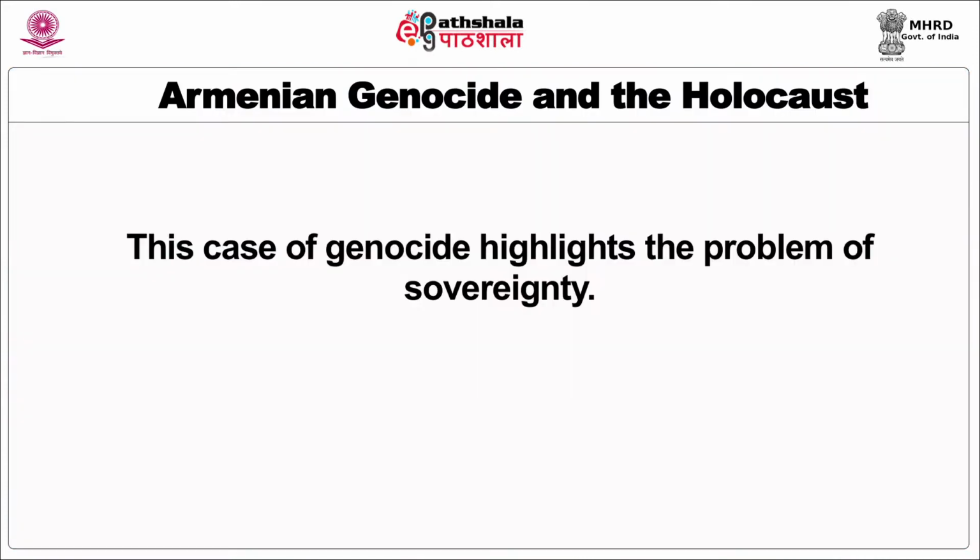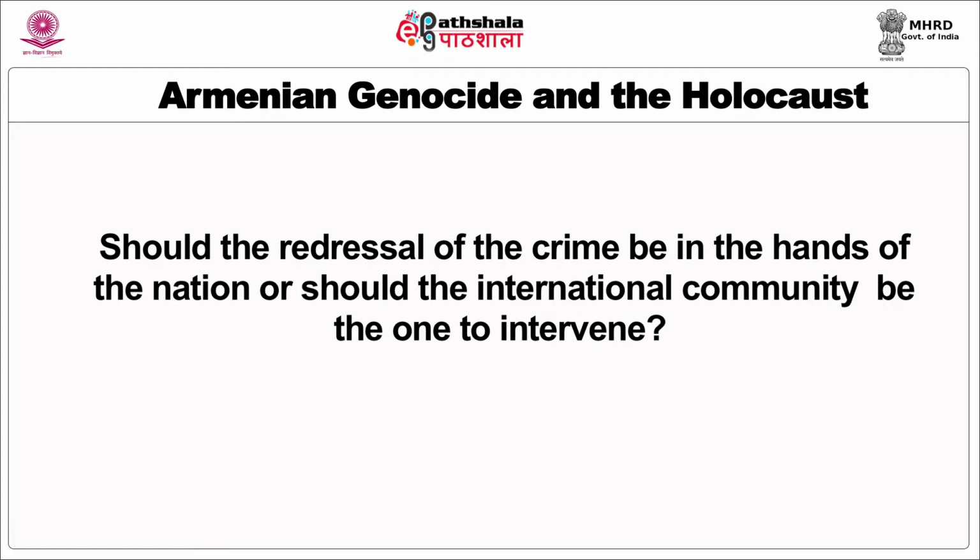highlights the problem of sovereignty. Should the redressal of the crime be in the hands of the nation where it was perpetrated, or should the international community be the one to intervene? When the state itself is committing the crime, there is no possibility of the state bringing the perpetrators to justice or convicting them at the domestic level. And therefore, at least in the short term, when a state perpetrates genocide, it calls for the need to have an intervention on humanitarian ground and use of universal jurisdiction.